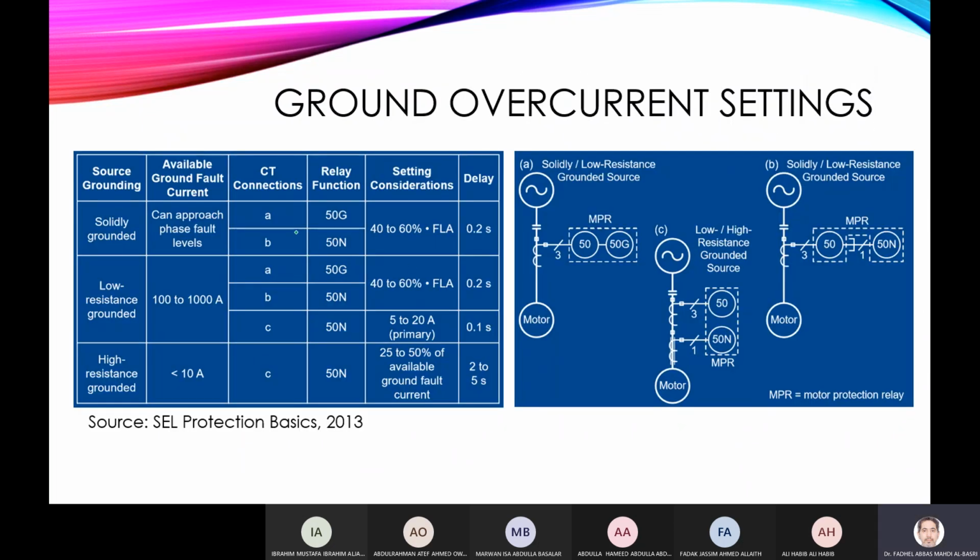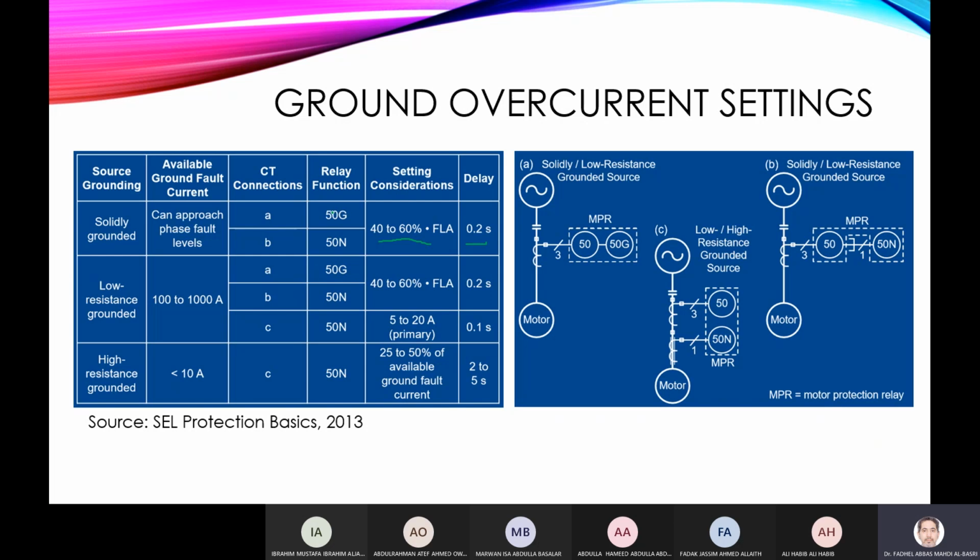And now this is a summary of the settings for solidly grounded systems. This is the settings level, and this is the time settings. Now you can use definite time overcurrent protection. It's like instantaneous with a time delay. That's why it is called 50. It's instantaneous with a short time delay.